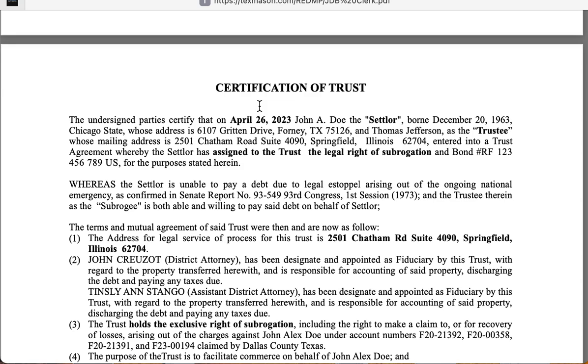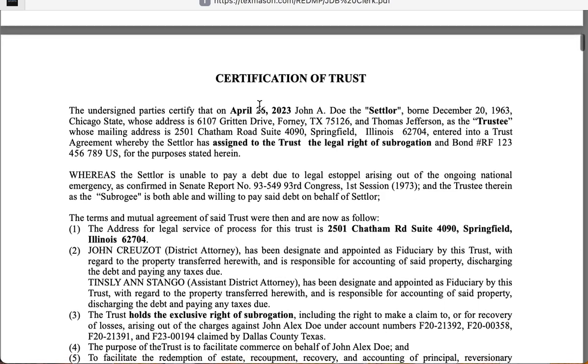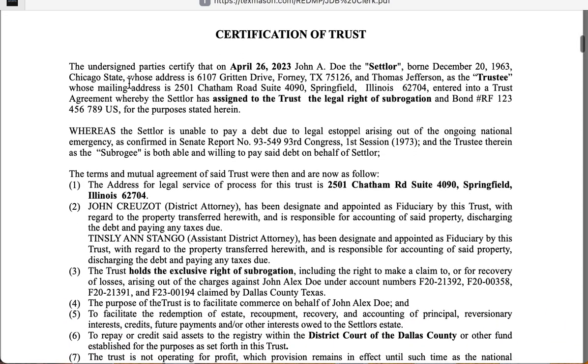I'm going to read through this one real quick. We already set it up. It's a certification of trust. The undersigned party certifies that on April 26, 2023, the settlor, John Doe, born whenever, and the trustee, whose mailing address is, etc., entered into a trust agreement whereby the settlor had assigned to the trust the legal right of subrogation and the surety bond number 12345 for the purposes stated herein.